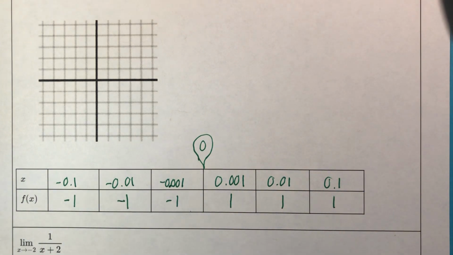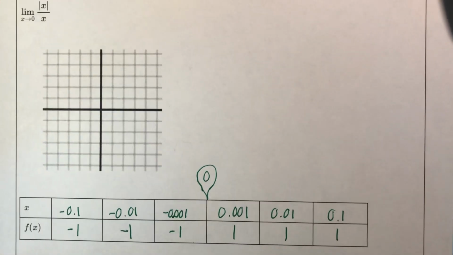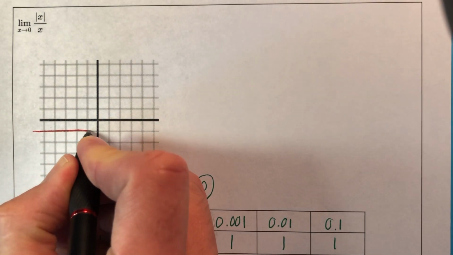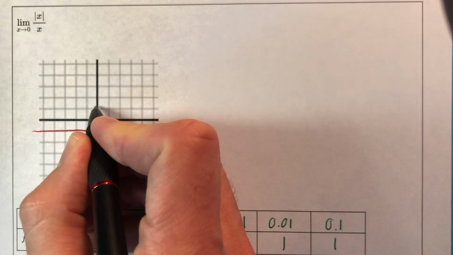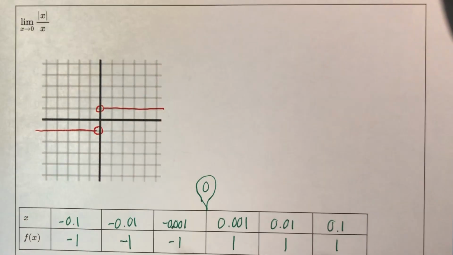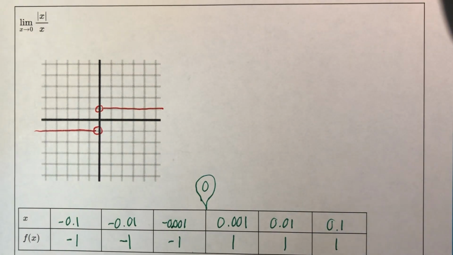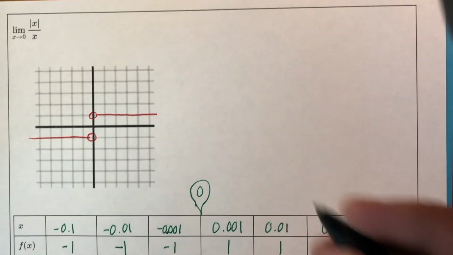I'm not even going to grab a calculator. I said I might just to graph it. I don't need to do that. Here we go. There's this side, and there's this side. But the function does not exist at 0, so that's why we have an open circle there. And because of this, because we're approaching two different values, the limit does not exist.